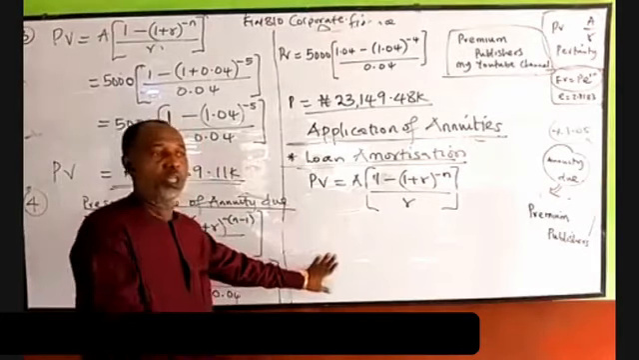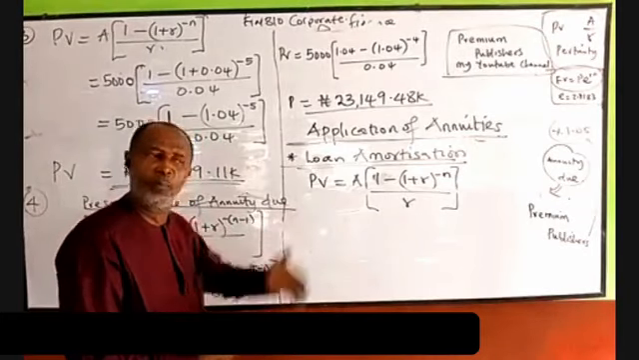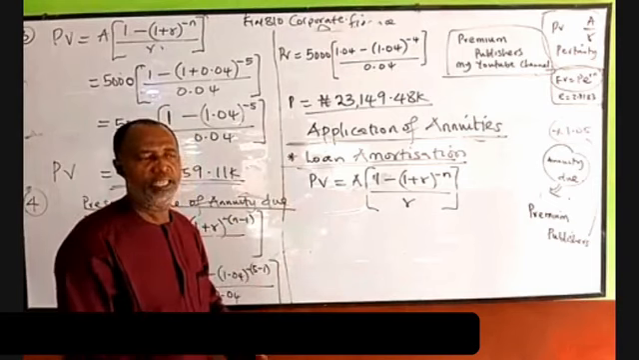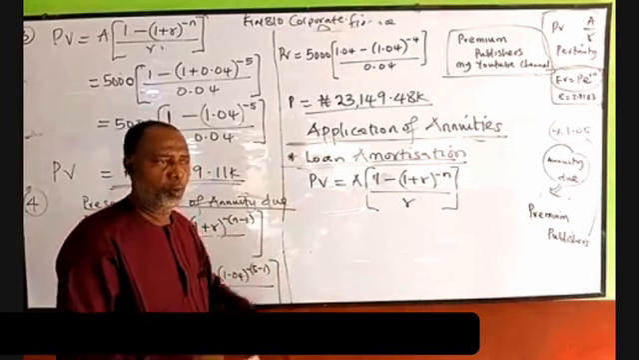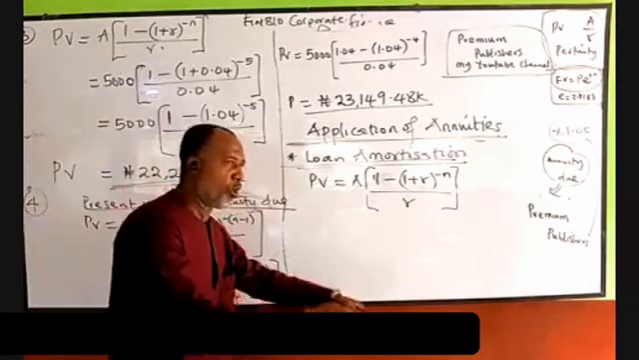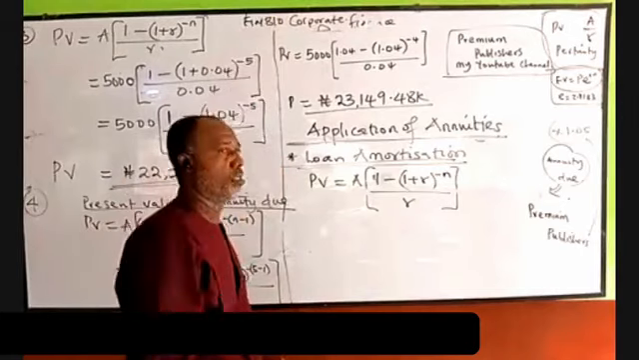In most cases, when you want to pay back a loan, you don't pay back at the beginning. You always pay back a loan at the end. When you collect a loan, at year end, you pay. You won't collect a loan and start paying at the beginning.